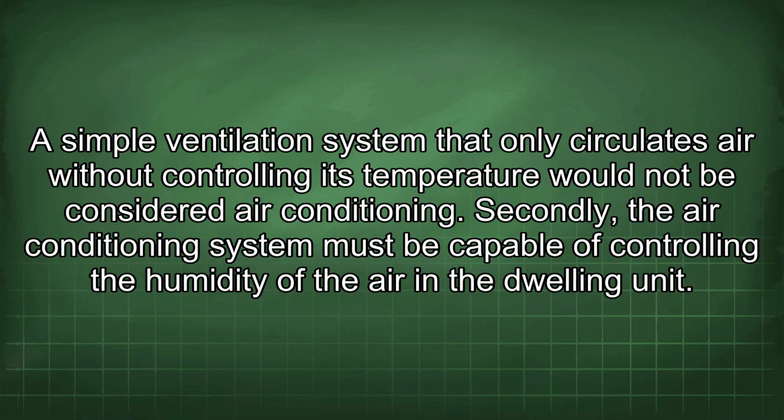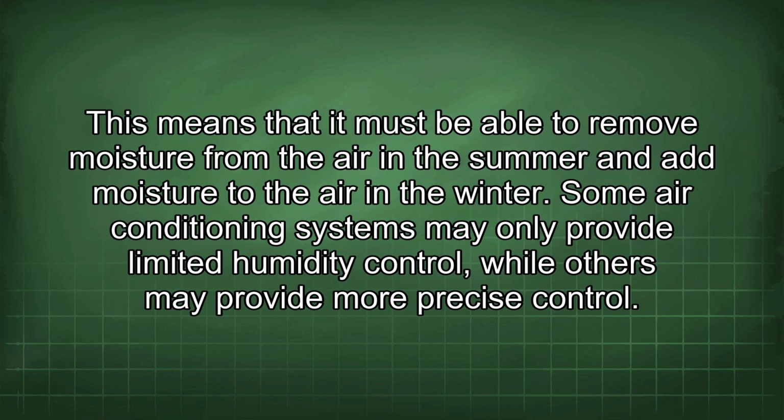Secondly, the air conditioning system must be capable of controlling the humidity of the air in the dwelling unit. This means that it must be able to remove moisture from the air in the summer and add moisture to the air in the winter. Some air conditioning systems may only provide limited humidity control, while others may provide more precise control.